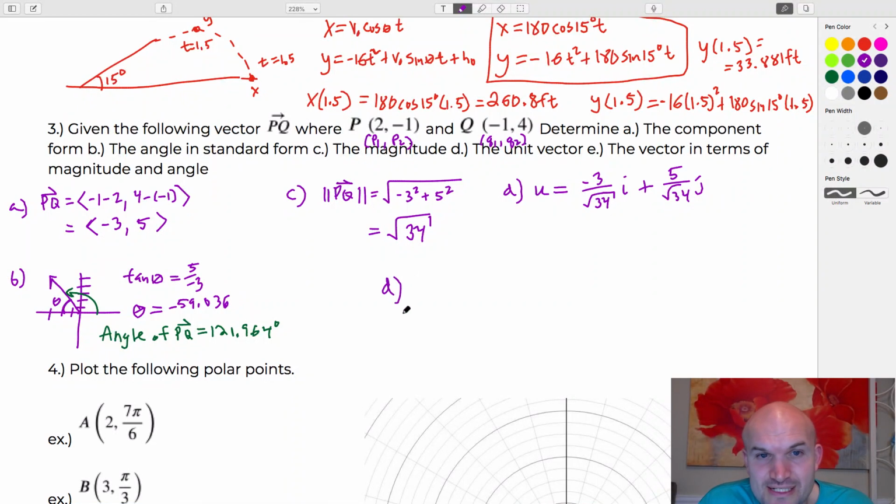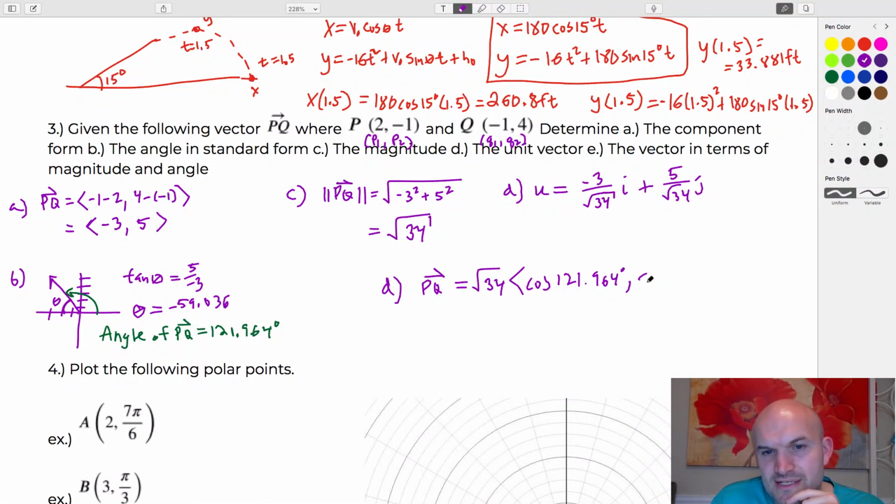And then the next part is basically saying, write the vector in terms of its magnitude and its angle. Well, I have the angle of the vector and I have its magnitude. So I know the vector PQ. While component form is very easy, we can also write it in terms of its magnitude, square root of 34, times the cosine of 121.964 degrees, and then times the sine of 121.964 degrees. Now, I'm rounding these answers, right, because I said to round them.